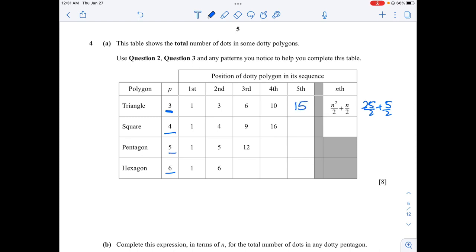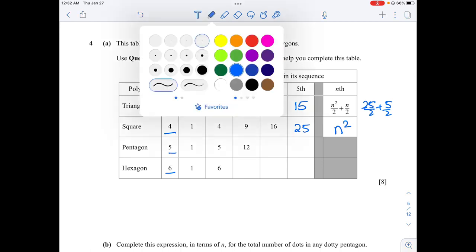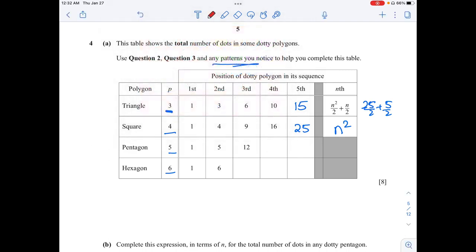Now for square, the formula we have derived, if you remember, was n square. So for the fifth one, it should be 25. Now he says, see any pattern. We can see the pattern over here. The increase is 3, the increase is 3. So 12 becomes, another increase will be 3, 15. You can see the pattern over here.